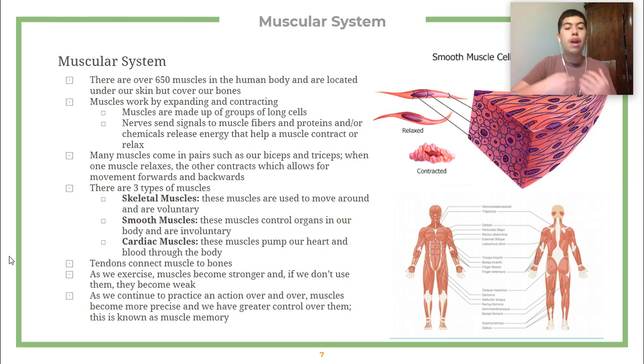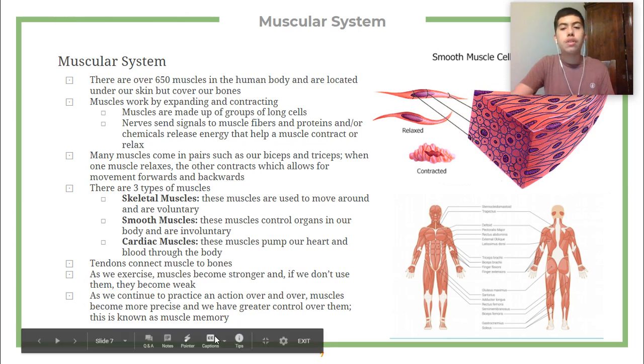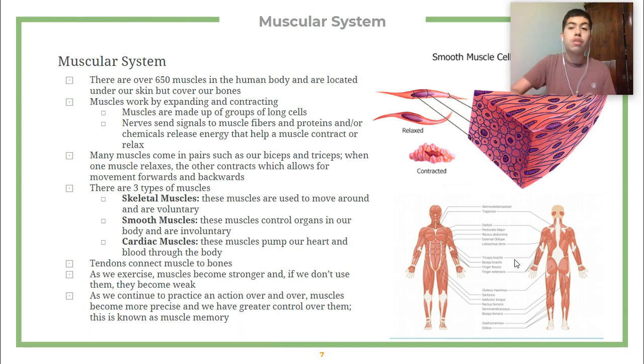And then as we continue to practice an action over and over, muscles become more precise and we have greater control over them, which is known as muscle memory. So this is where the term practice makes perfect comes into play. If you are learning to play an instrument or you're learning to play a sport, the more you practice that sport or instrument, the more you will have greater control over your muscles, and you'll be able to play that sport or play that instrument much, much better because of muscle memory. And of course, I talked about the diagram here, and here we have a diagram of the different muscles within our body.